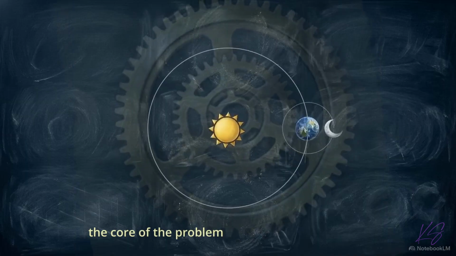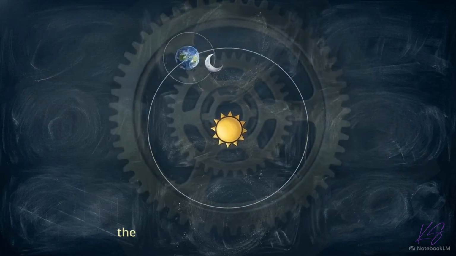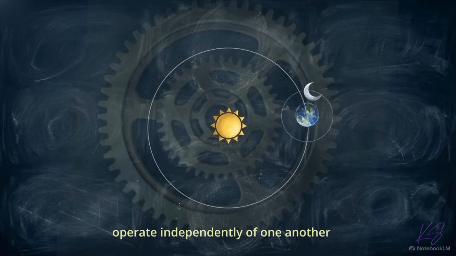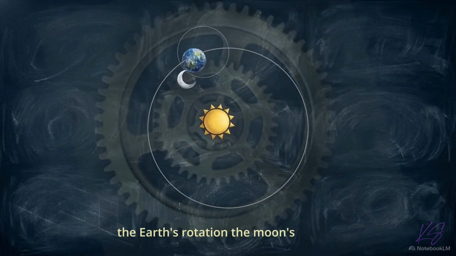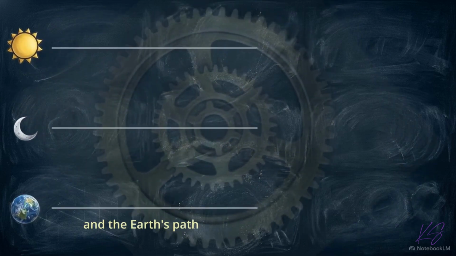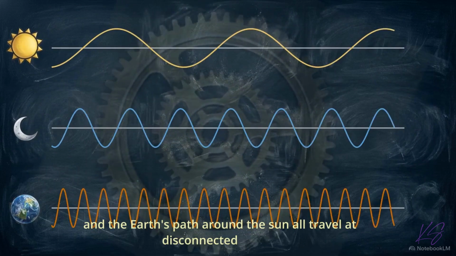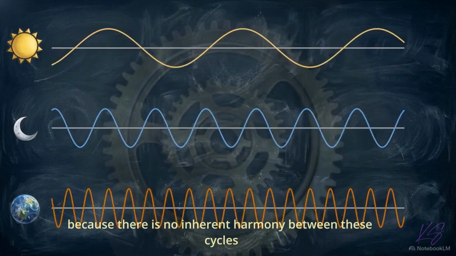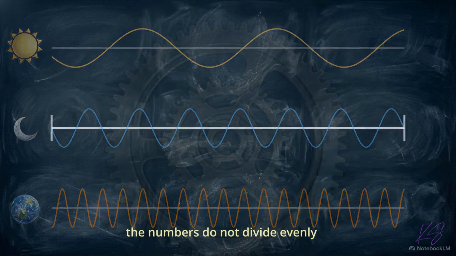The core of the problem is a physical mismatch. The phenomena that define our time operate independently of one another. The Earth's rotation, the Moon's orbit, and the Earth's path around the Sun all travel at disconnected speeds. Because there is no inherent harmony between these cycles, the numbers do not divide evenly.